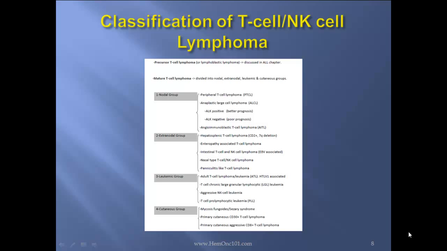enteropathy-associated T-cell lymphoma, intestinal T-cell and NK cell lymphoma, nasal-type T-cell and NK cell lymphoma, panniculitis-like T-cell lymphoma. The leukemic group encompasses adult T-cell leukemia lymphoma, which is HTLV1 associated, T-cell chronic LGL leukemia, aggressive NK cell leukemia, and T-cell prolymphocytic leukemia, the PLL. The cutaneous group encompasses mycosis fungoides or Sézary syndrome, primary cutaneous CD30 T-cell lymphoma, and primary cutaneous aggressive CD8 positive T-cell lymphoma.